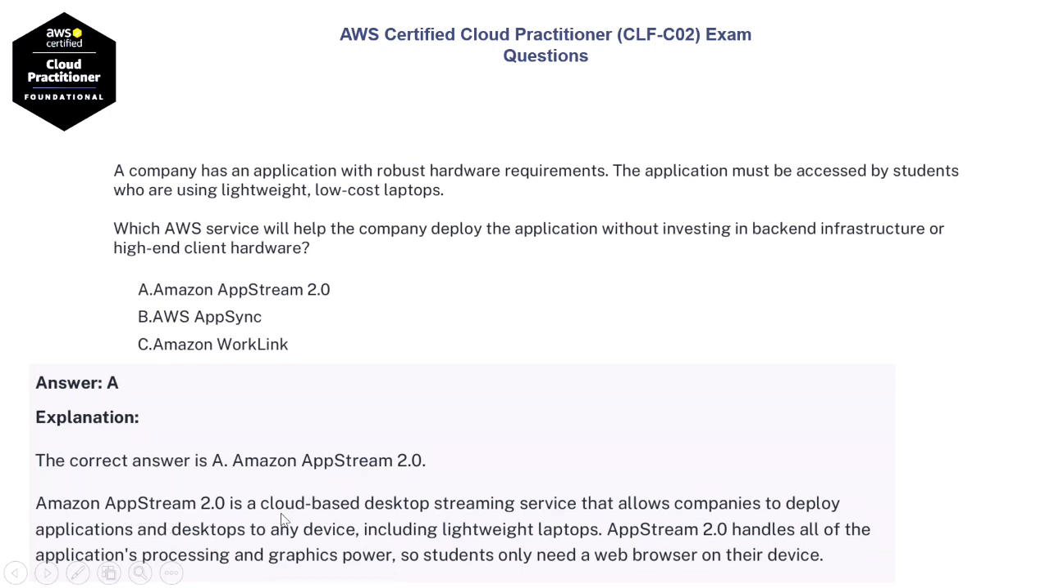Amazon AppStream 2.0 is a cloud-based desktop streaming service that allows companies to deploy applications and desktops to any device, including lightweight laptops. AppStream 2.0 handles all of the application's processing and graphics power, so students only need a web browser on their device.